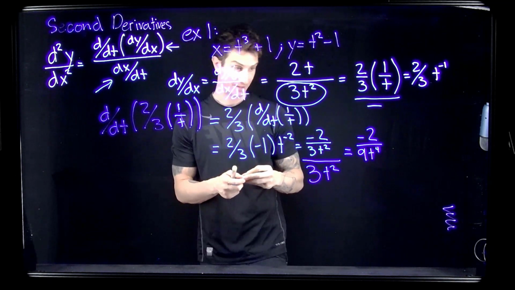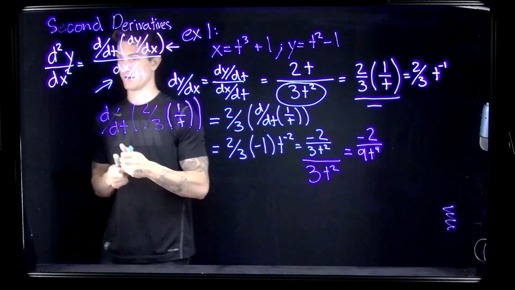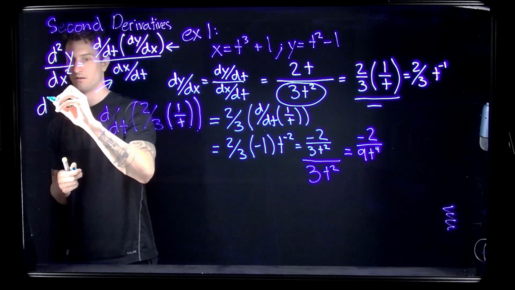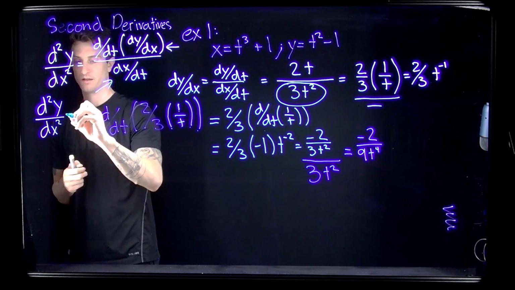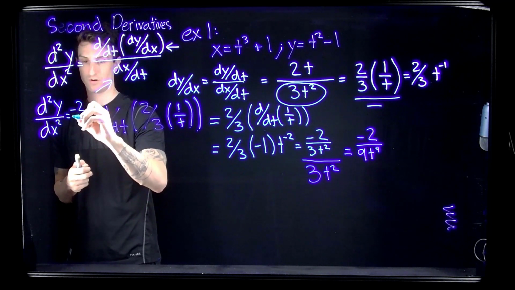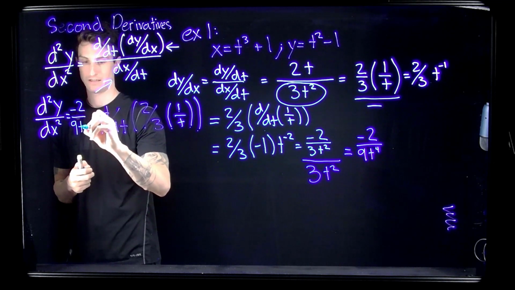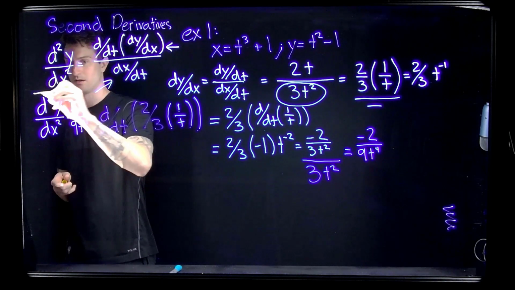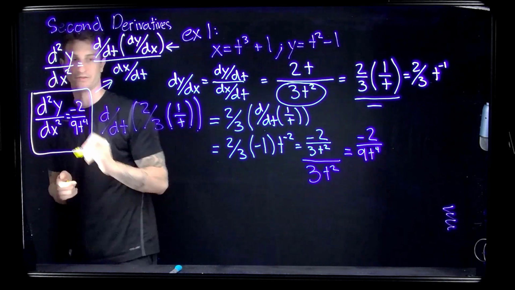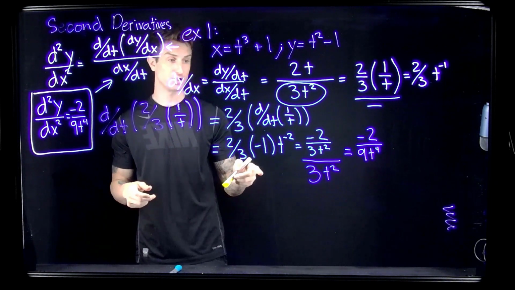Okay. All right, so let's go ahead and write this on the side here. d squared y over dx squared is negative 2 over 9t to the 4th, and I'll kind of box it in so it doesn't get stuck with everything else. Right, so we have our second derivative.